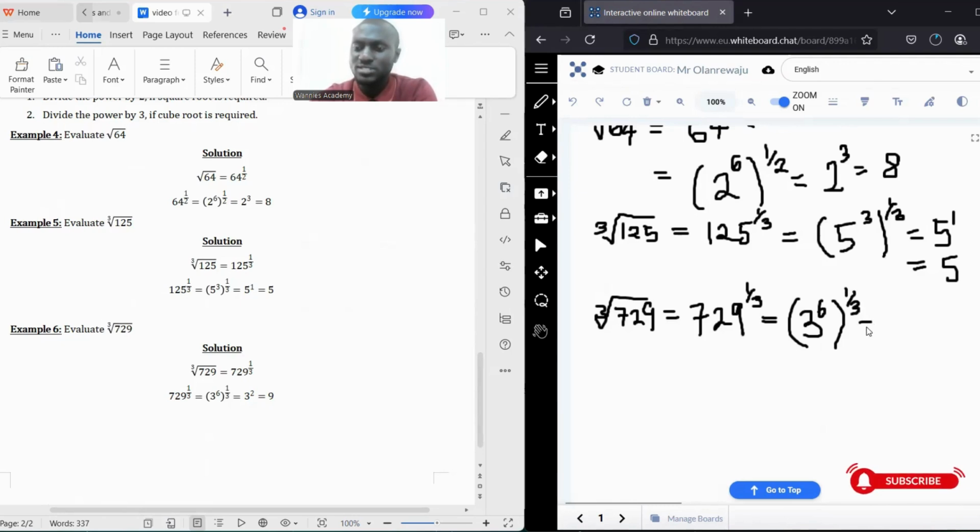What do we do with this? Don't forget you are dealing with cube root. Therefore, we divide this 6 by 3. So 6 divided by 3 makes it 3 raised to the power of 2. Now, what is 3 raised to the power 2? It means 3 times 3, which gives us 9. Therefore, the cube root of 729 is 9.